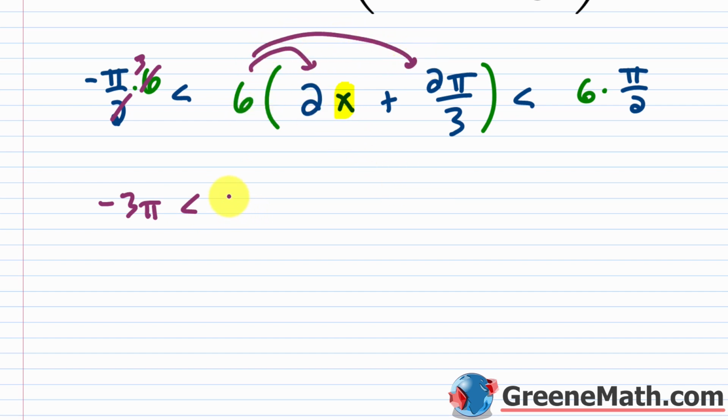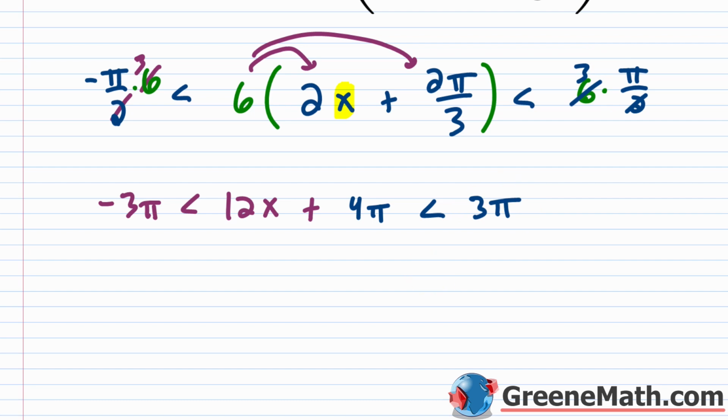So 6 times 2x is 12x. And then plus, you have 6 times 2 pi over 3. So this 6 would cancel with this 3 and give you a 2. 2 times 2 pi is 4 pi. So let me write that there. And then basically, this is less than. 6 would cancel with the 2 and give me a 3. So 3 times pi is 3 pi.